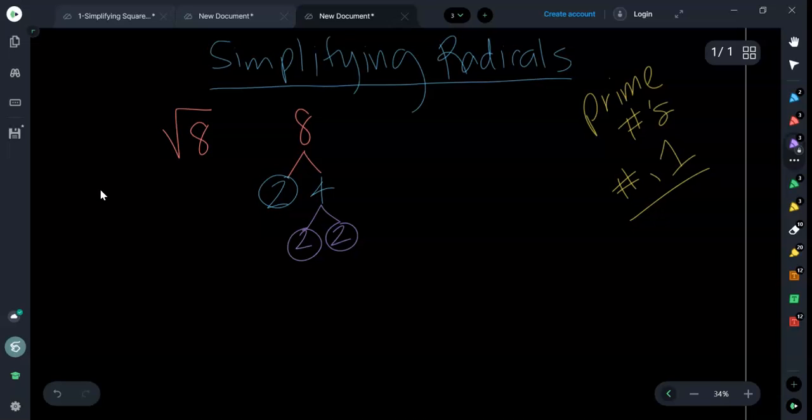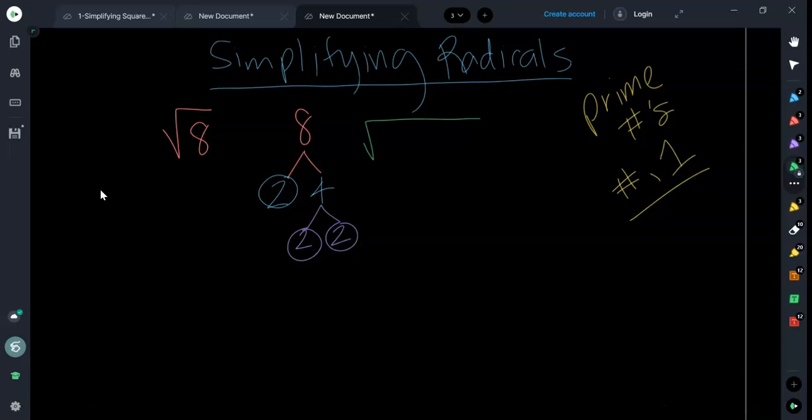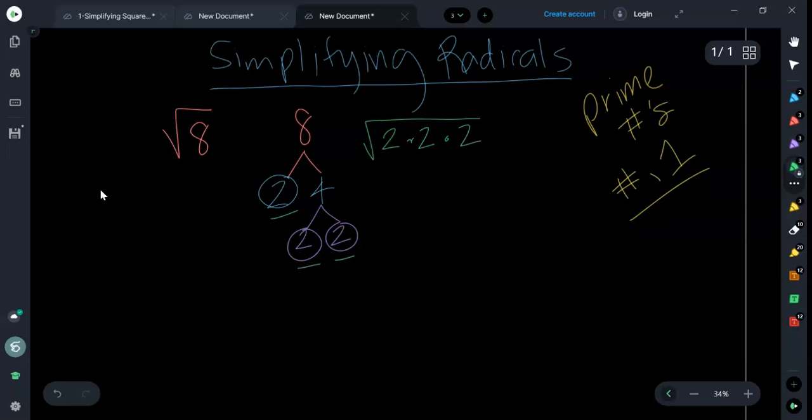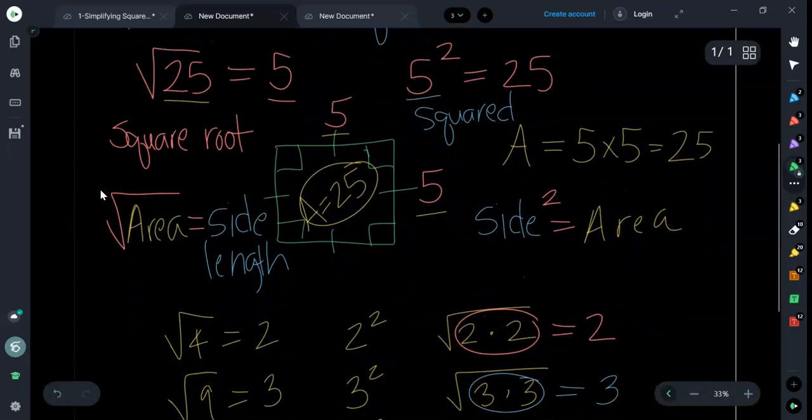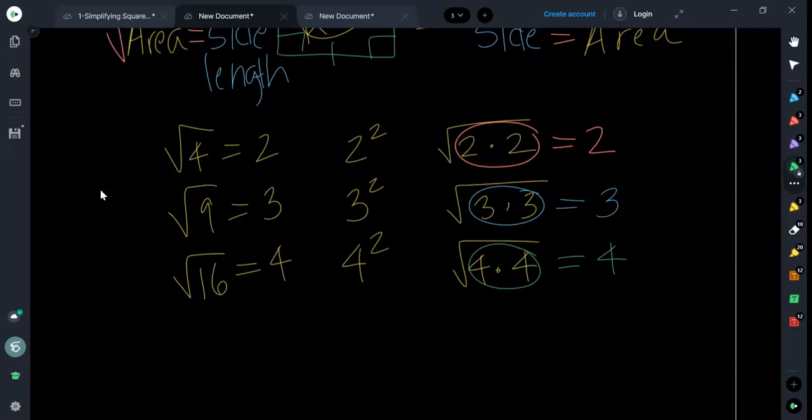And I'm going to circle my roots. That's as far as I can go with that factor tree. So what I'm going to do is rewrite the square root of 8 as a set of factors. And in this case, I have 2 times 2 times 2. Once you break this down into its prime factors, the next thing you look for are pairs.